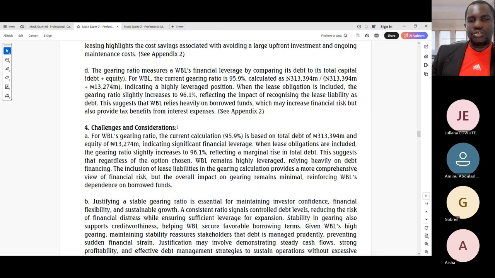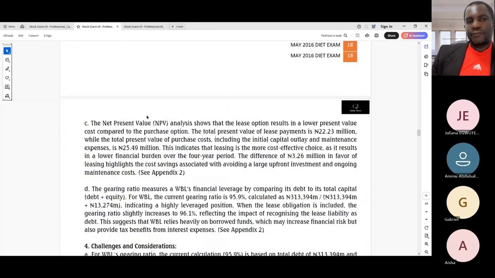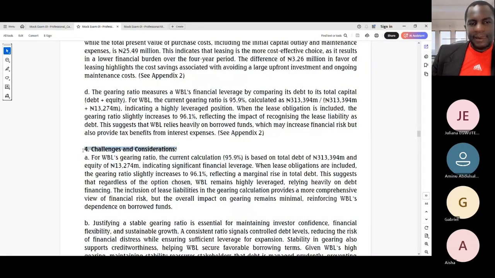So under the fourth header, we are looking at issues and options, challenges and considerations. So one of the challenges of the gearing ratio is that the option chosen is highly leveraged, looking at reliance on debt financing. So the inclusion of the lease liabilities in the gearing calculation provides a more comprehensive view of the financial risk, but the overall impact on gearing remains minimal, reinforcing WBL's dependence on borrowed funds. So it may be the same points you are speaking to from these other headers, but under the main header, it may be a challenge or a consideration. So bring it here to pick your point.